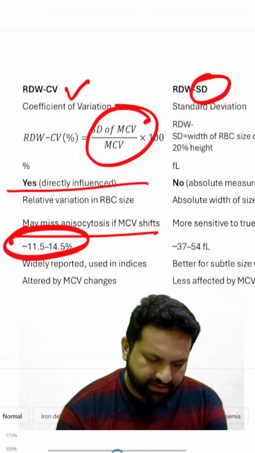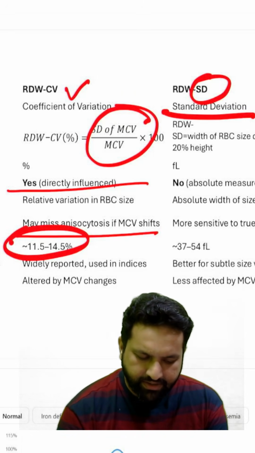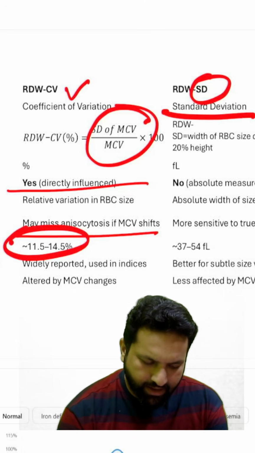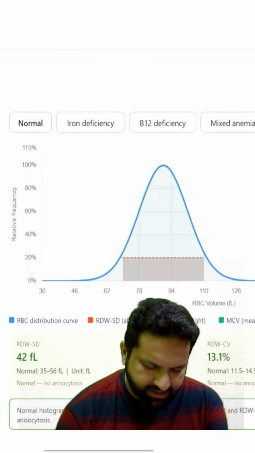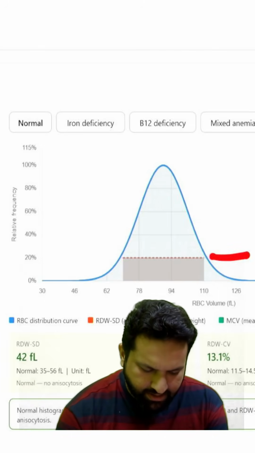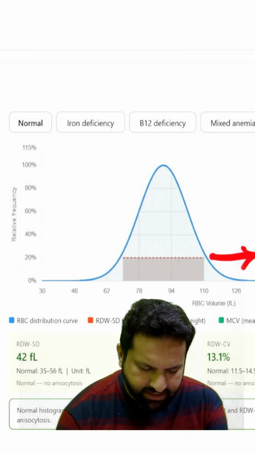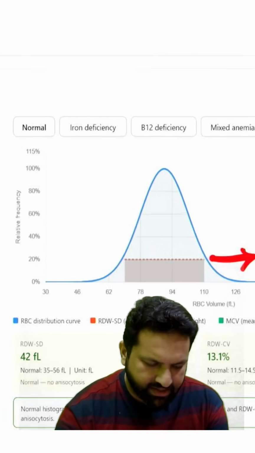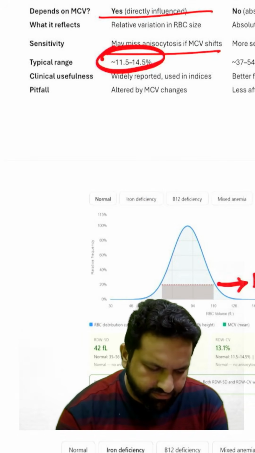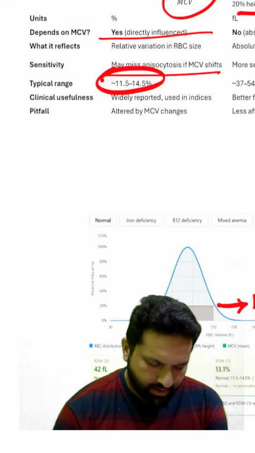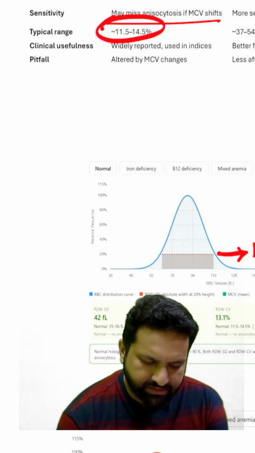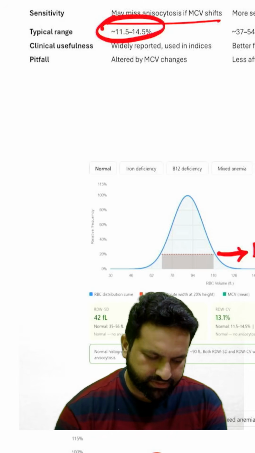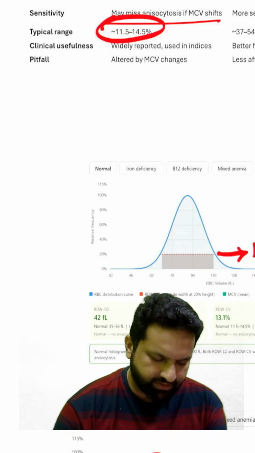Whereas SD means standard deviation. The RDW-SD is determined by the width of the RBC histogram at 20% height. Now, if you see this RBC histogram at this 20% height, the RDW-SD is calculated, whereas CV is calculated by the MCV formula. So they say that the RDW-SD is more sensitive to true anisocytosis when compared to RDW-CV.